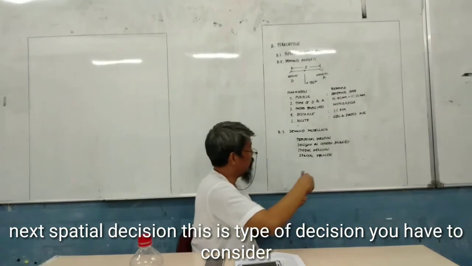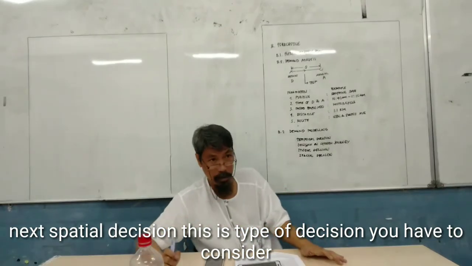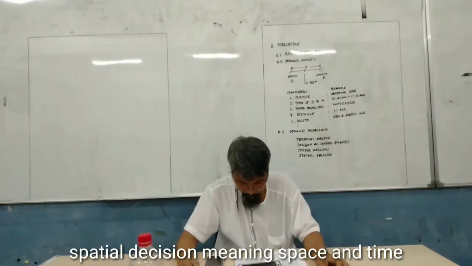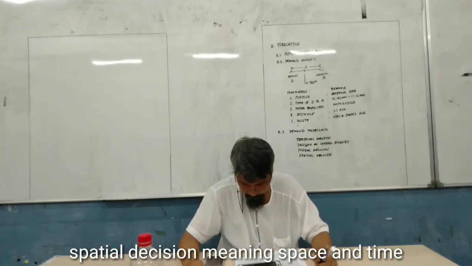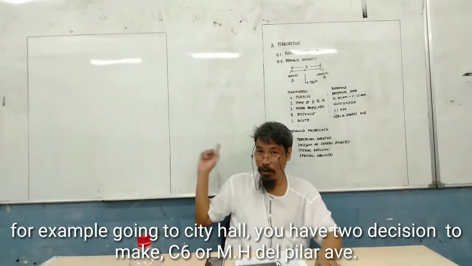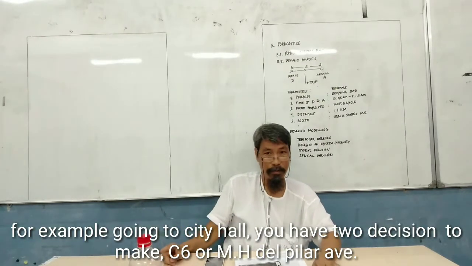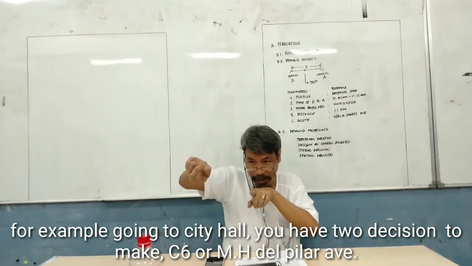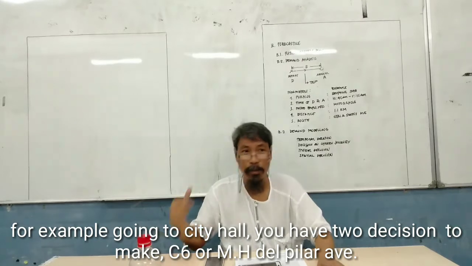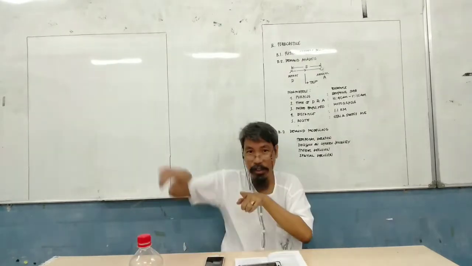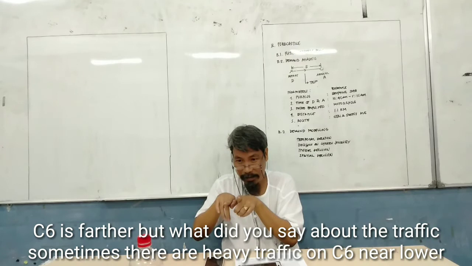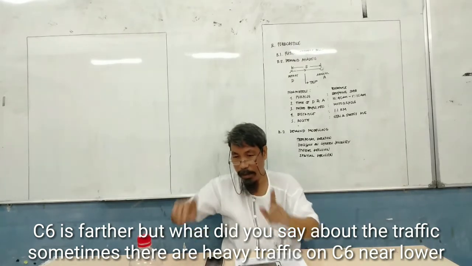Next, spatial decision. These are the types of decision you have to consider. What do you mean by spatial decision? Spatial decision meaning space and time. Physical road condition, for example, going to CTO. You have two decisions to make, C6 or what is that road? MX. C6 is what? Farther. But what did you say about the traffic?